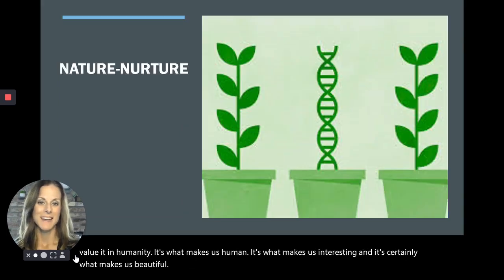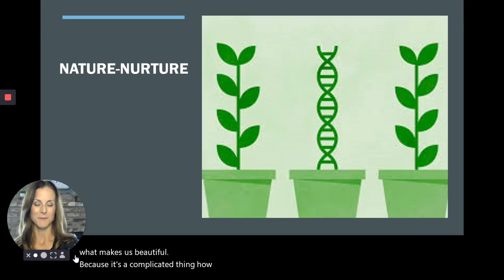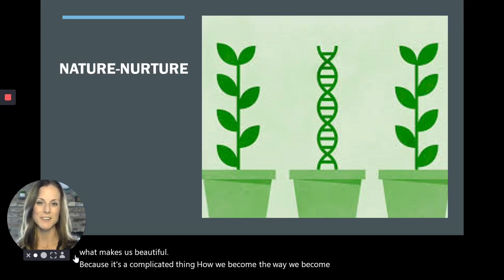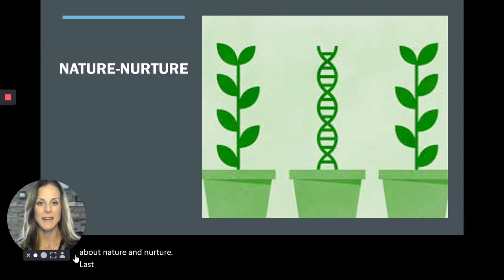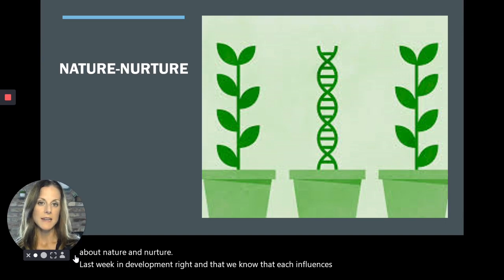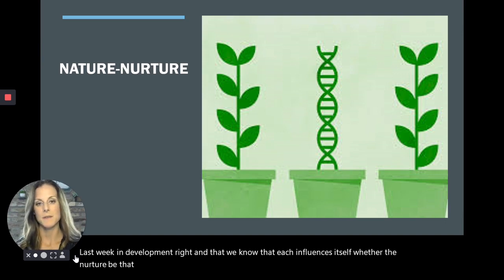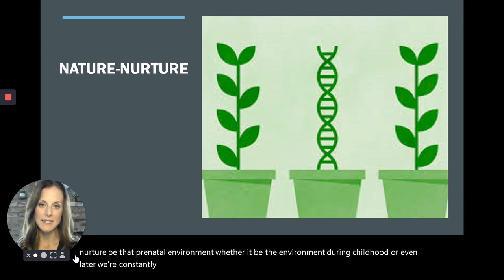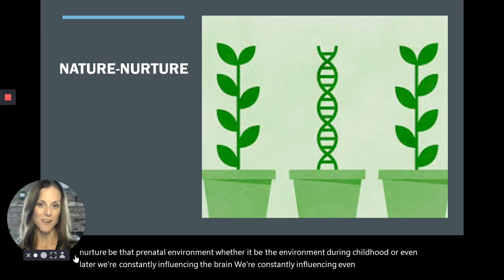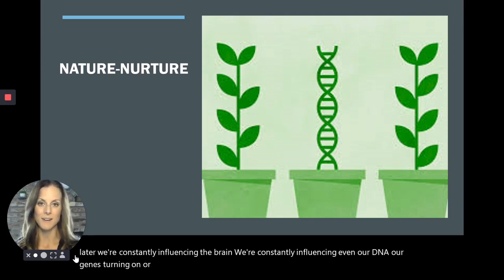Because it's a complicated thing how we become the way we become, right? So we talked about nature and nurture last week in development, right? And that we know that each influences the other. Whether the nurture be the prenatal environment, whether it be the environment during childhood or even later, we are constantly influencing the brain. We are constantly influencing even our DNA, our genes turning on or off through something we now study called epigenetics, and vice versa.